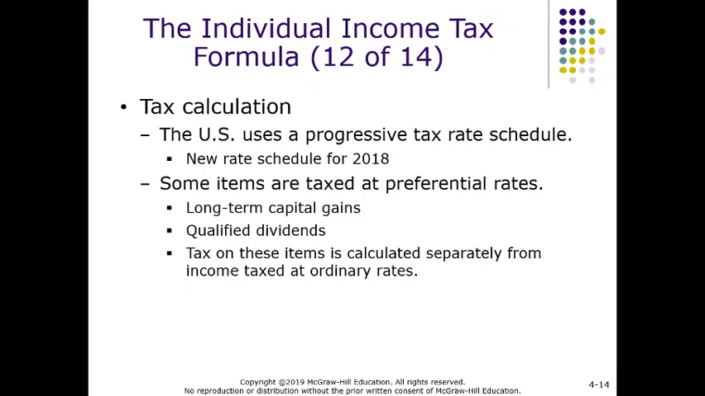As we pointed out, the U.S. uses a progressive tax rate schedule for federal taxes. And so we've looked at the rate schedules for 2018. Some items are taxed at preferential rates, and those amounts have to be taken out when you are determining your ordinary income tax amount. And so you have to calculate the long-term capital gains and qualified dividends, the amount of taxes you pay on those separately from ordinary income items.